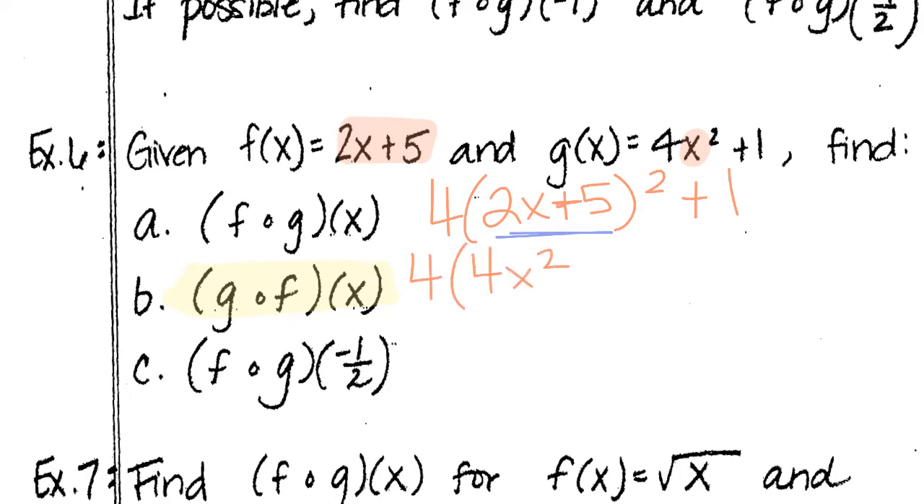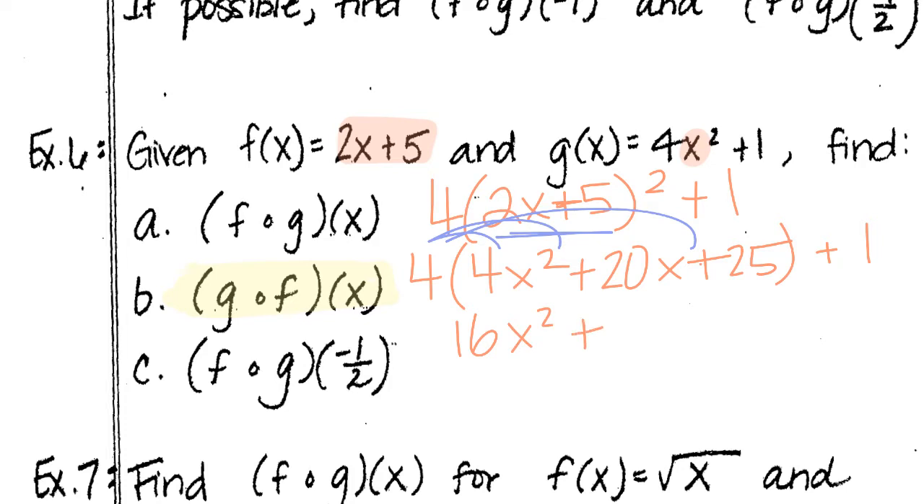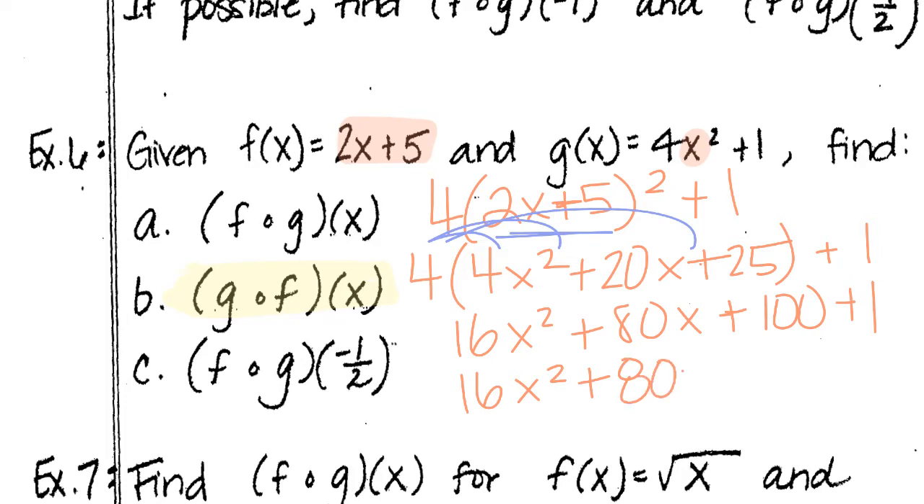4x squared, the outer will be 10x, the inner will be 10x, so that's 20x, plus 25 and plus 1. And we have to distribute that 4 all the way through. So that gives us 16x squared plus 80x plus 100 plus 1. So my final answer for g of f of x is 16x squared plus 80x plus 101.